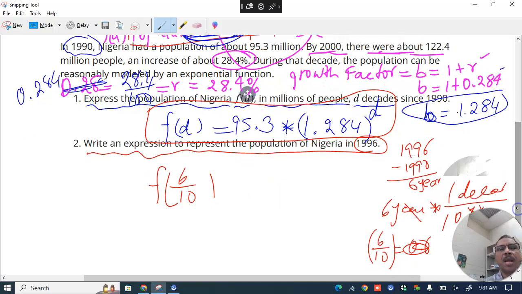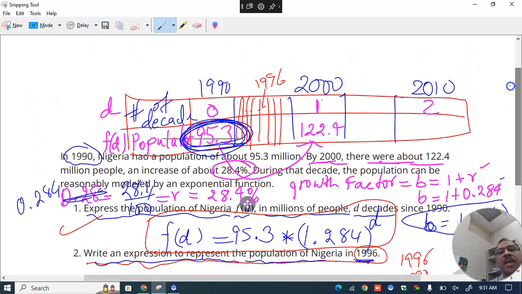So if you see, we did the first part and the second one. This is the second question: write an expression to represent the population of Nigeria in the year 1996. I also split this in the table. Remember the table, this piece was blank. What that means is I split into 10 parts, so how many years from 1990: 1 year, 2 years, 3, 4, 5, and 6. This is the piece I'm talking about.